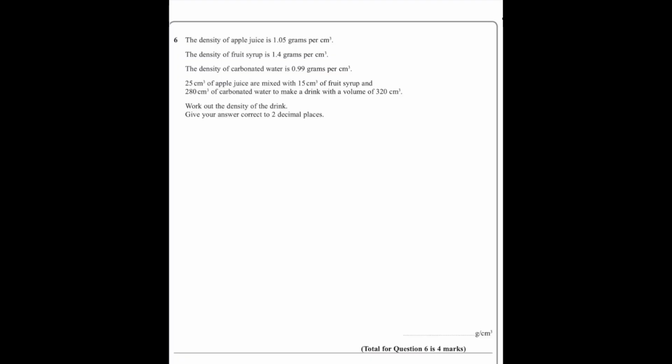On to our next question, which is involving density. So the first thing I would always do before tackling such a question is note down the density, mass, volume triangle on the side of my page, just so I can remember how to rearrange it if needed. So the question is asking us to work out the density of the drink as a whole.